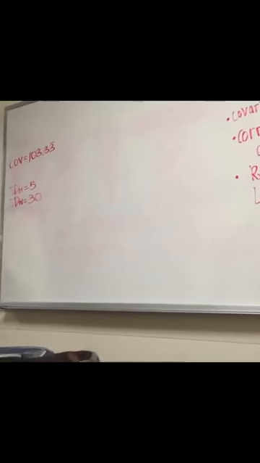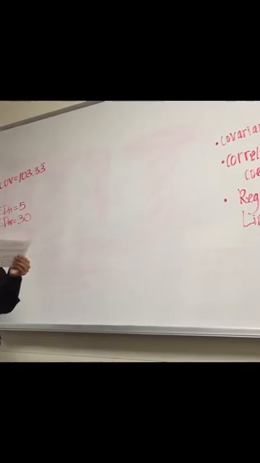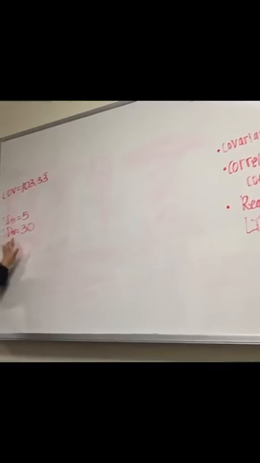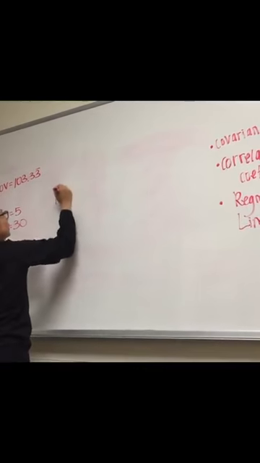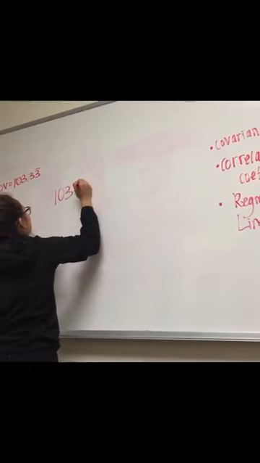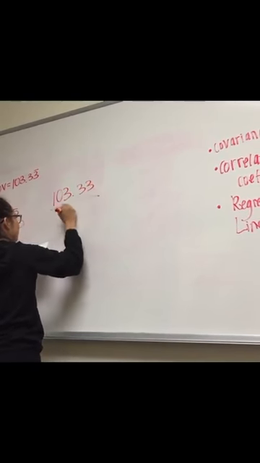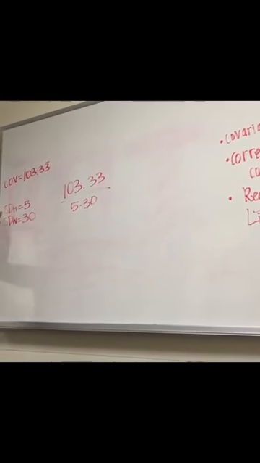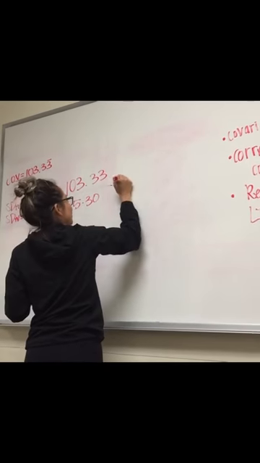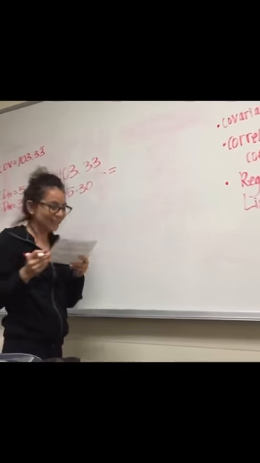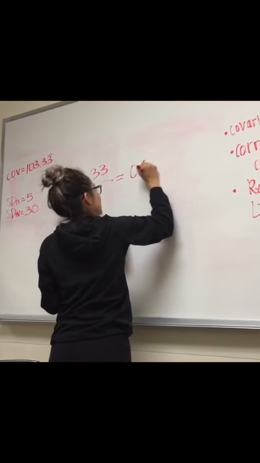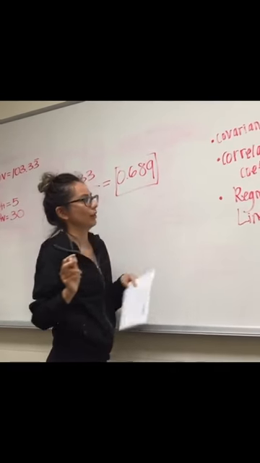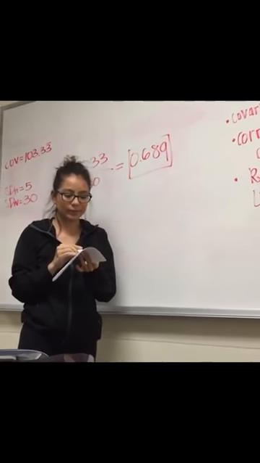To find the correlation coefficient, you need the formula, which is the covariance over the standard deviation of height times the standard deviation of weight. When you plug in, it is 103.33 over 5 times 30. These numbers you get from the information given. When you plug this into your calculator, you get 0.689. And that is how you find the correlation coefficient. It's easy, right, guys? Yes.